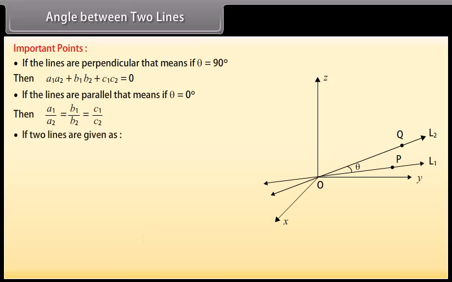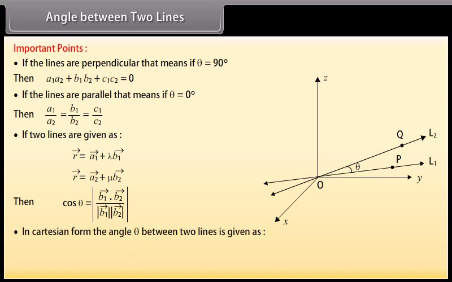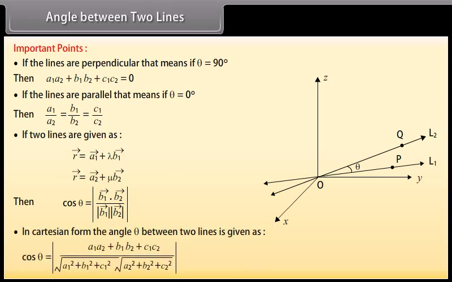If two lines are given as vector r equals vector a1 plus lambda vector b1 and vector r equals vector a2 plus mu vector b2, then cos theta equals the modulus of (vector b1 dot vector b2) by (modulus of vector b1 into modulus of vector b2). In Cartesian form, the angle theta between two lines is given as cos theta equals the modulus of (a1 a2 plus b1 b2 plus c1 c2) divided by the square root of (a1 square plus b1 square plus c1 square) into the square root of (a2 square plus b2 square plus c2 square).